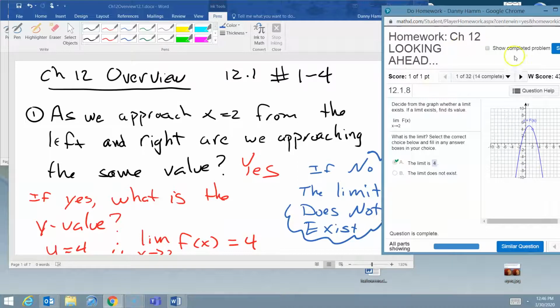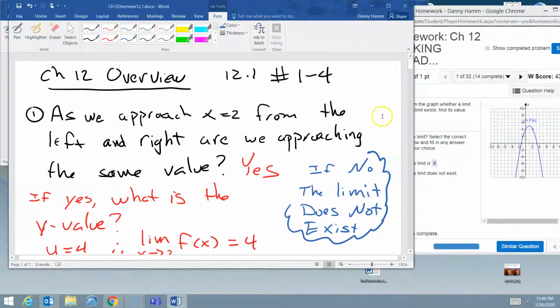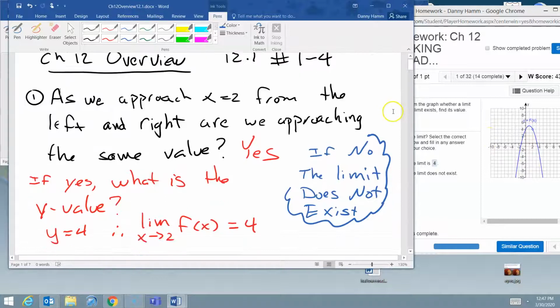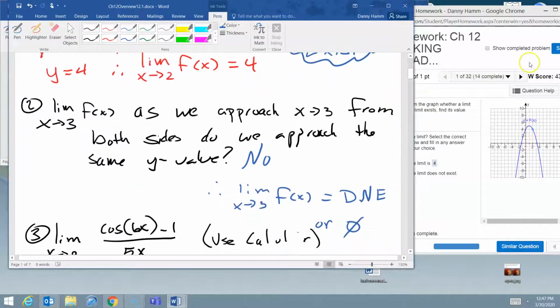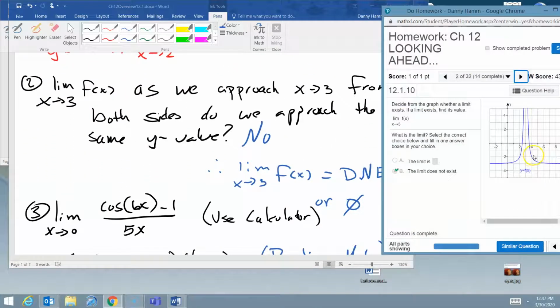If we look at problems 1 and 2, we both have a graph to look at. In this case, you can see, yes, we're approaching a certain y value. Even though that value doesn't exist on the function, the limit does exist there. Then if we look at number 2, we're looking at this graph, and as we're approaching from the left-hand side, we are going up, and as we're approaching from the right-hand side, we're also going up.